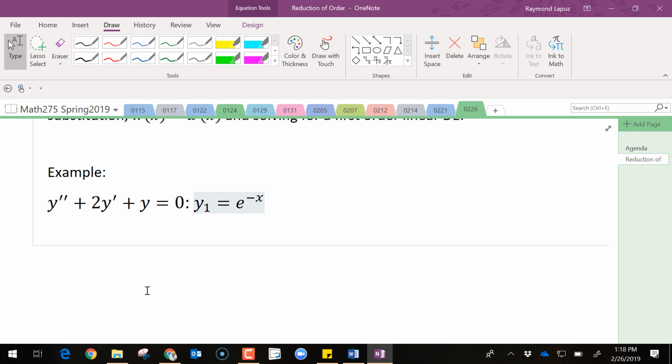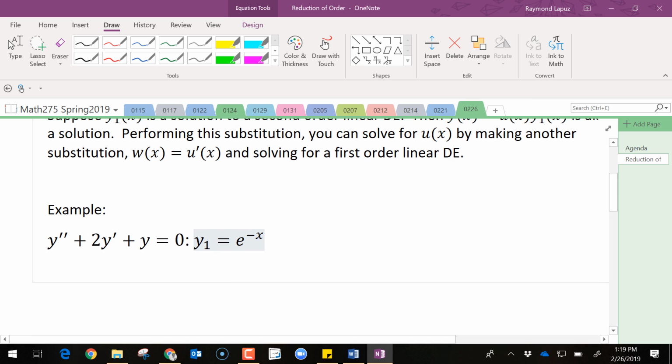All right. So let's say we have a differential equation and we have one solution. Let's see if we can find the other solution that's linearly independent so that we can create a fundamental solution set so that we can give our general solution. That's the process.